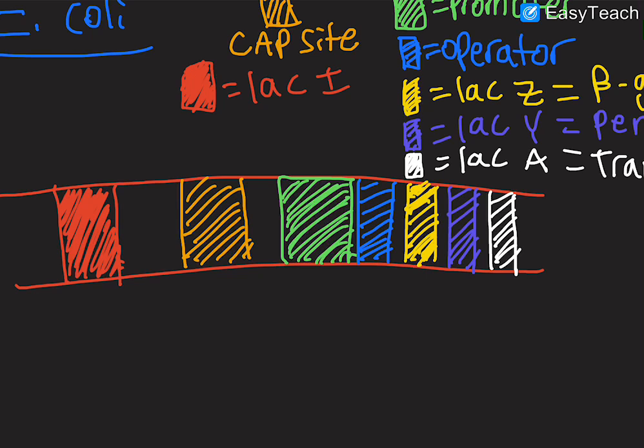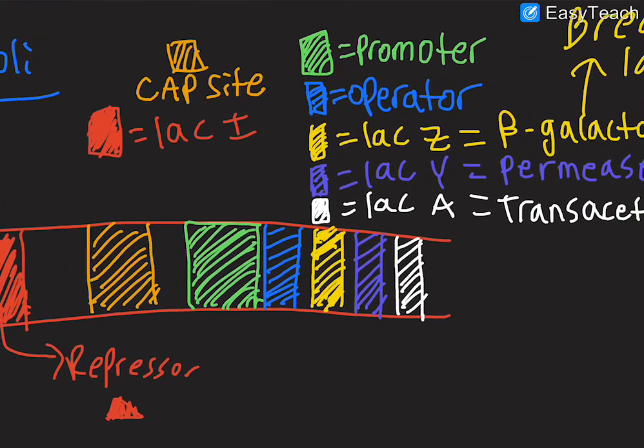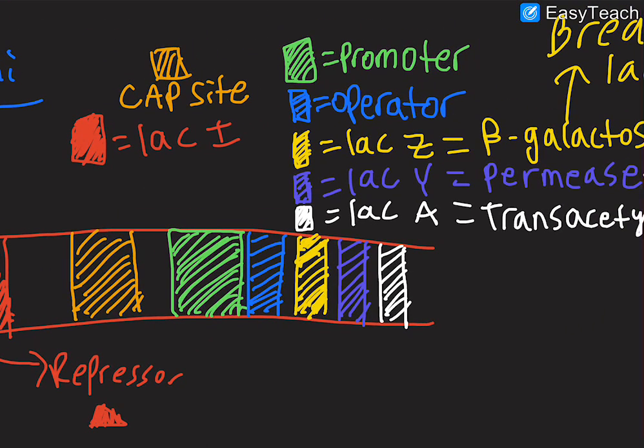So the LAC-I gene will be making a repressor protein. Let's say we represent this repressor protein as a triangle. This repressor protein is going to bind onto the operator. We said RNA polymerase will bind onto the promoter, and RNA polymerase is the enzyme that takes the DNA and converts it to RNA.